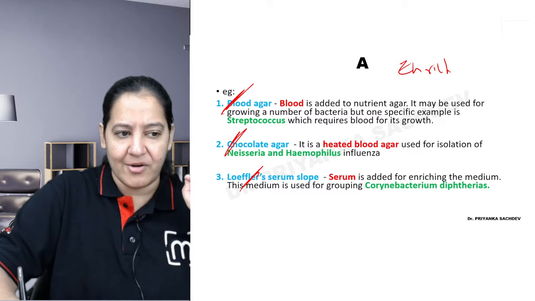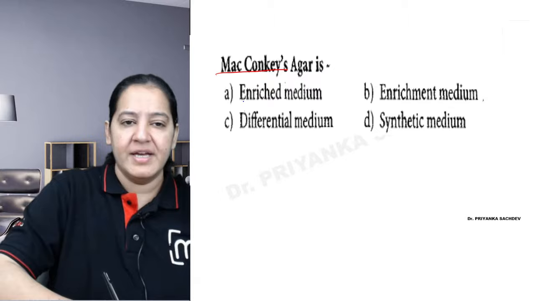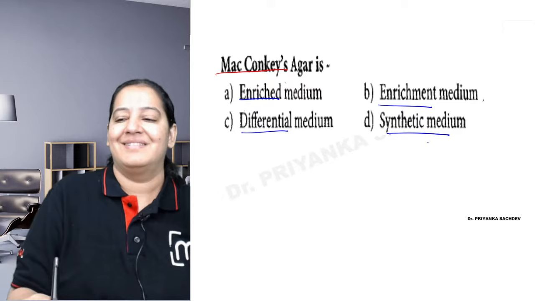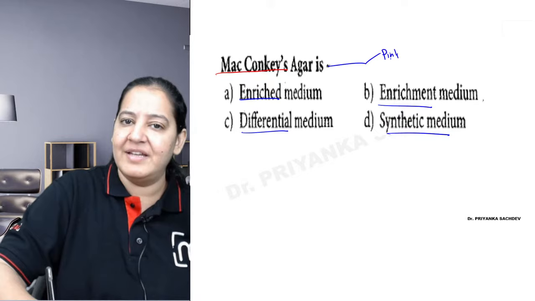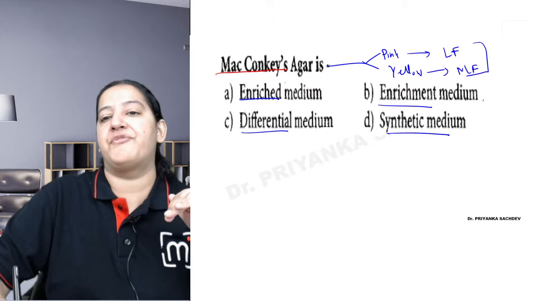The next question. MacConkey agar is an example of what? The four options are in front of you. Is it enriched, enrichment, differential or synthetic? Can you tell me the answer? MacConkey agar gives pink color and yellow color. I've shown you the diagram also: the pink color to lactose fermenter and yellow or pale color to non-lactose fermenter. So basically it is giving different colors to different bacteria.